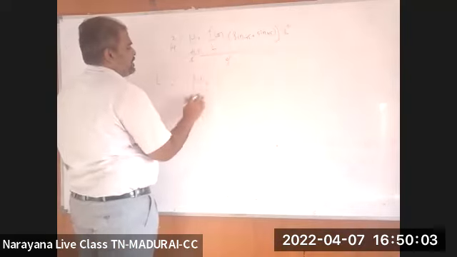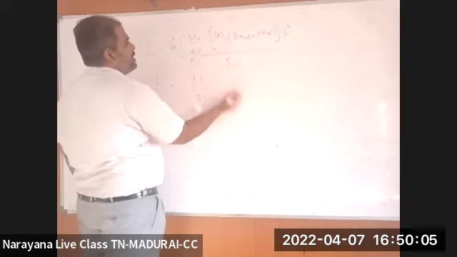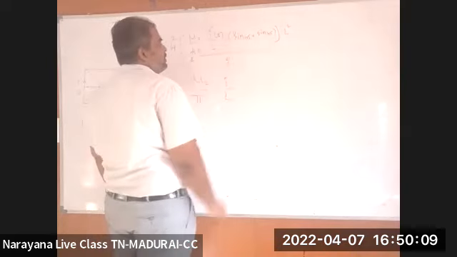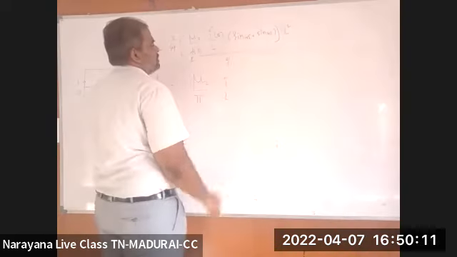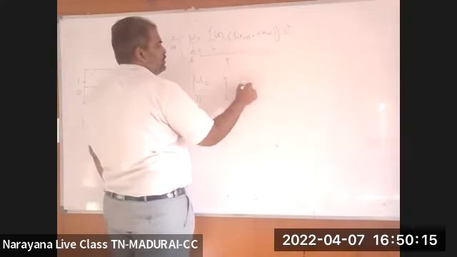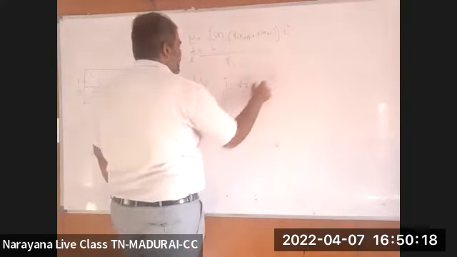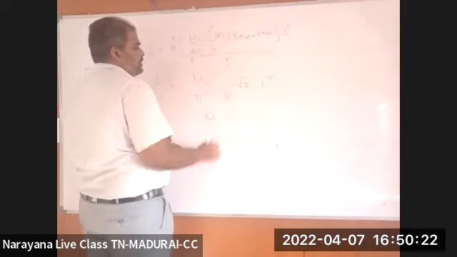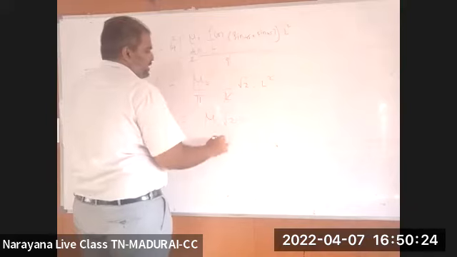Mu naught by pi into how much? I by L into 1 by root 2 plus 1 by root 2, how much? 2 by root 2 means root 2, into L square. L L cancels out. So, I already cancelled. Mu naught root 2 L by pi is your answer.